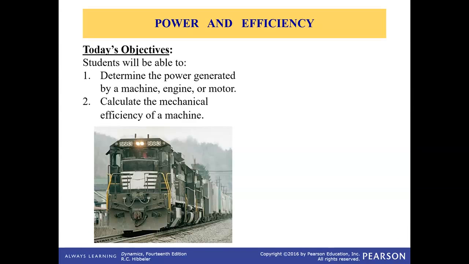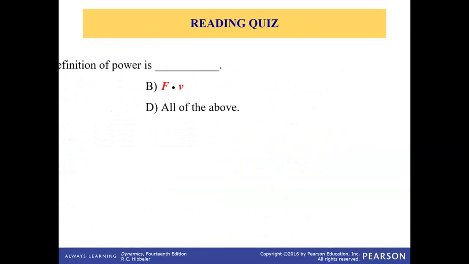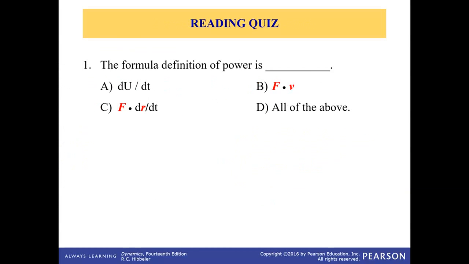So the objectives are to determine the power generated by a machine, engine, or motor and calculate the mechanical efficiency of a machine. The formula definition of power is work done per unit time. So this is work done, this is time. So this is the correct formula.